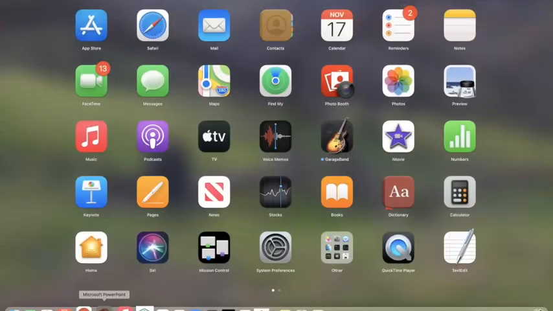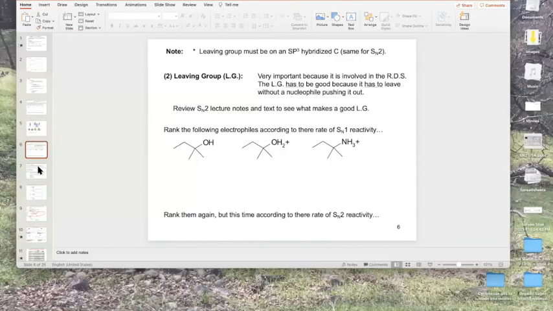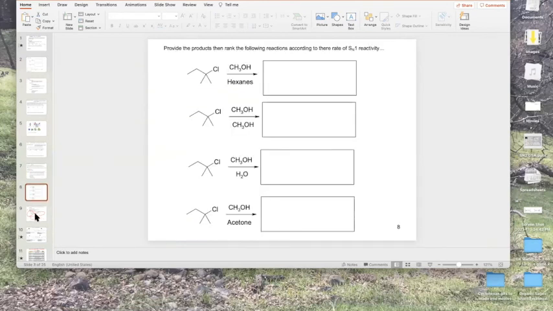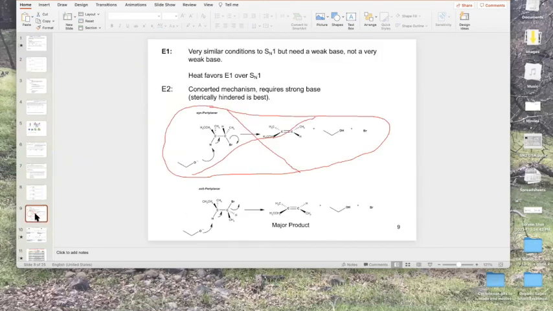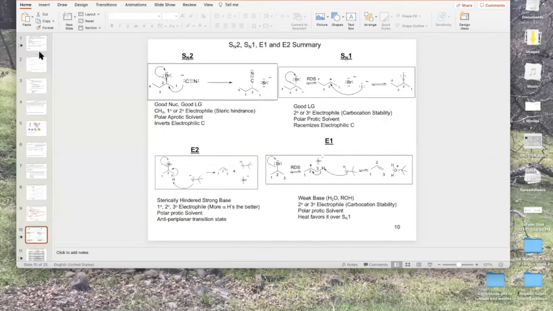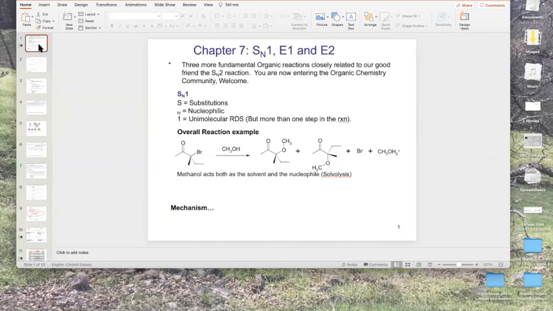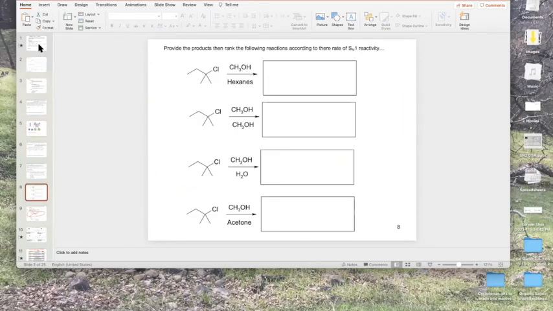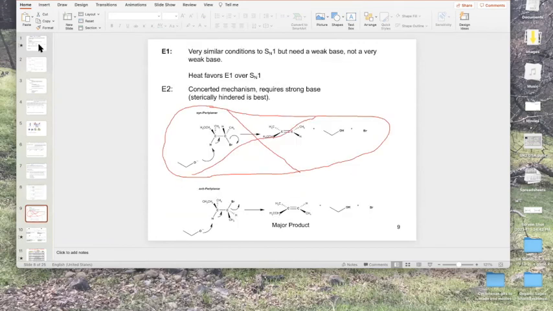Let's see. Hopefully this is good stuff here. We went over the solvents and the nucleophiles. Yeah, I don't love that one. Okay. Oh wait, I didn't do E1 yet. Oh, I just don't have a lot of details on E1 in this thing.